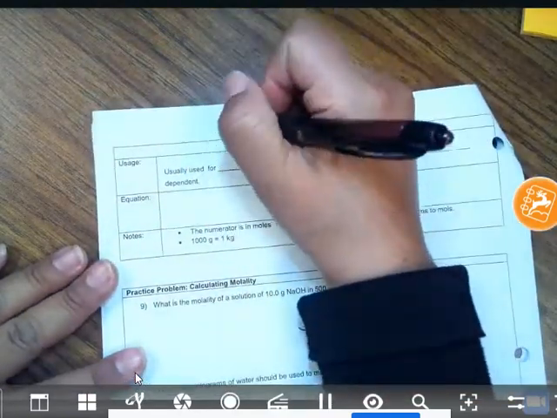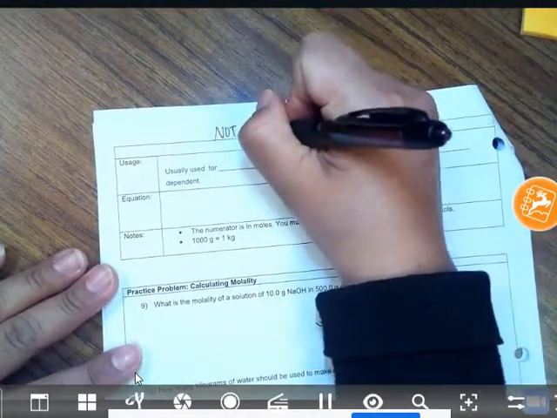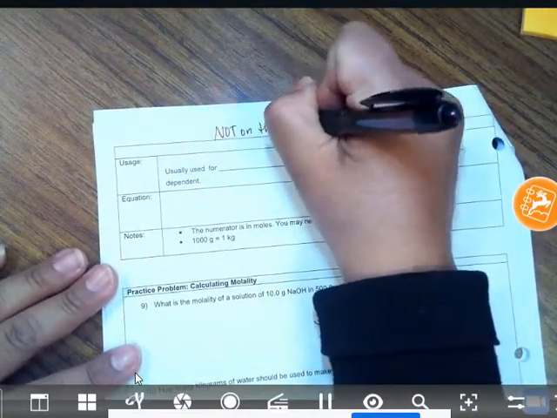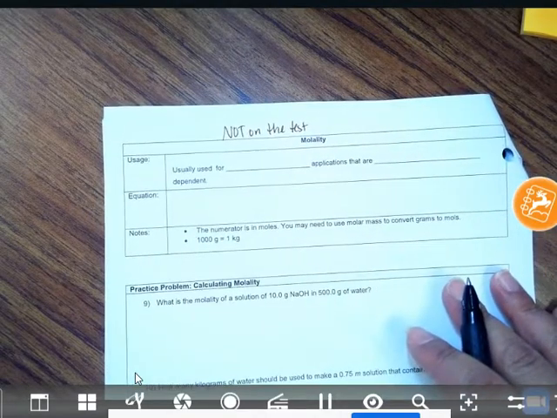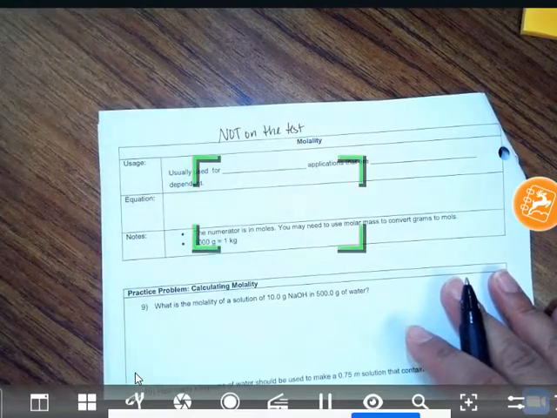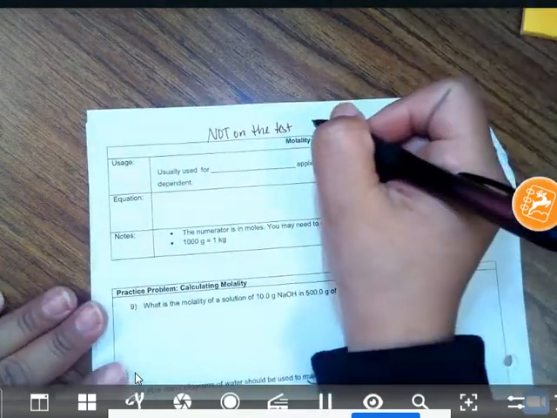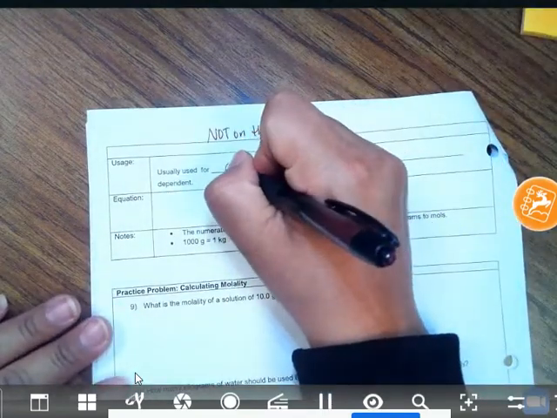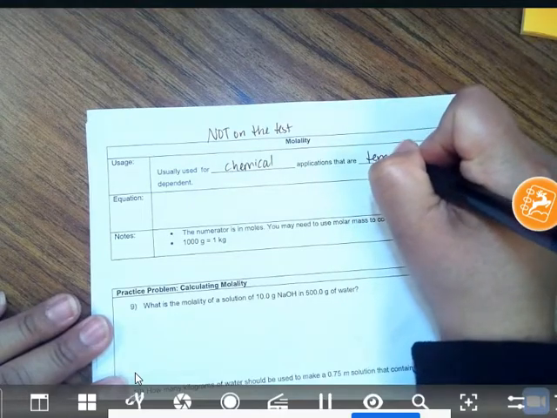All right, remember that this information is not on the test, but it's going to help us to be able to do our lab next week. So we are focusing on another way to measure concentration, which is going to be molality. So molality is usually used for chemical applications that are temperature dependent.